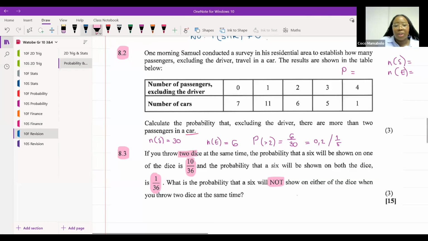All right, okay, so who wants to venture and help us out with this particular question? Because we need to think about this.